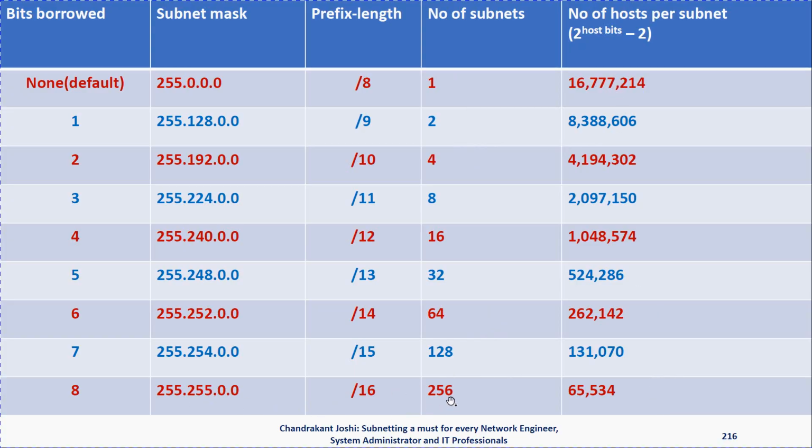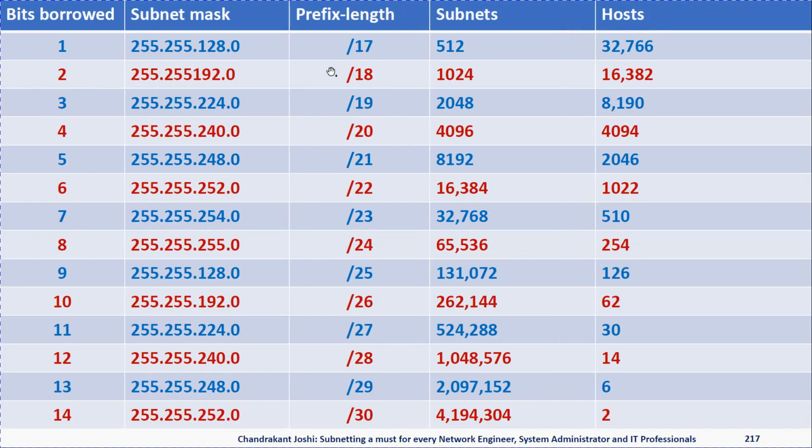These are just the 8 bits. These are the 8 borrowed bits, not the first 8 bits. So this is the default. Then we go to the second octet. Now let us go to the third octet. So here is the third octet. From here we are into the fourth octet.